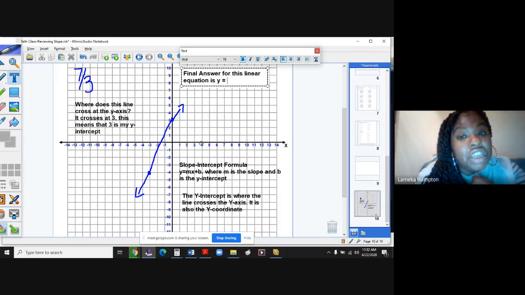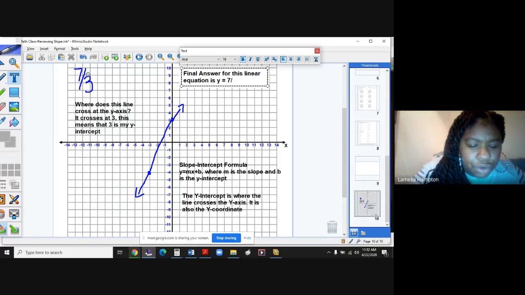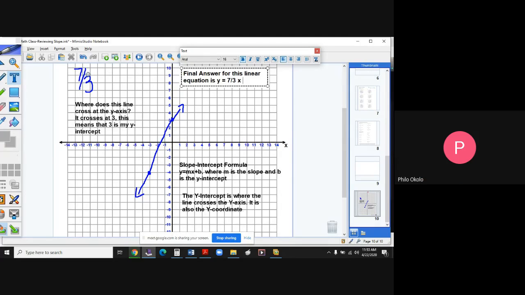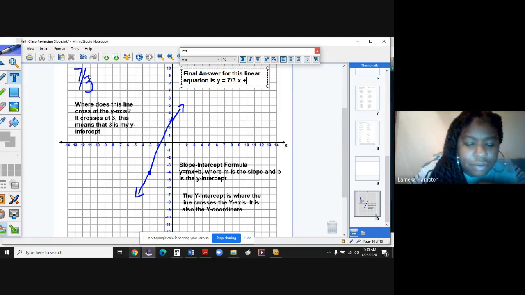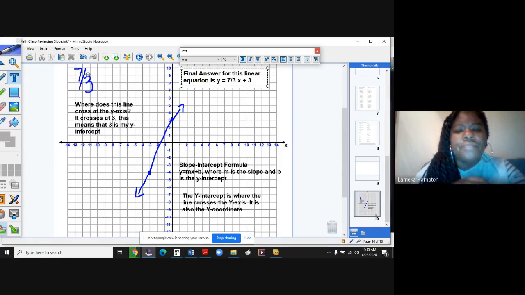Okay, I'll go ahead and give it to y'all. My slope was 7/3. So my slope was 7 over 3, and I have to write it this way: 7 over 3x. And what is my y-intercept? 3. Plus 3. Okay, so that is my final answer for the linear equation.